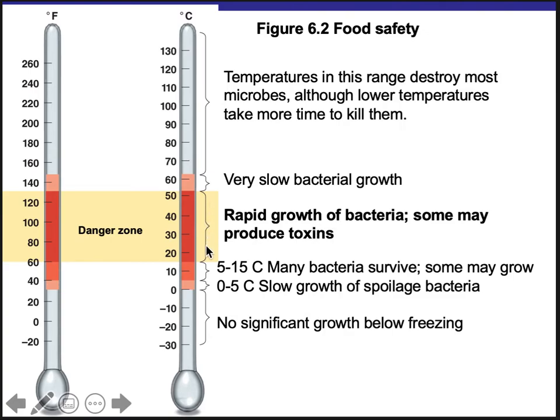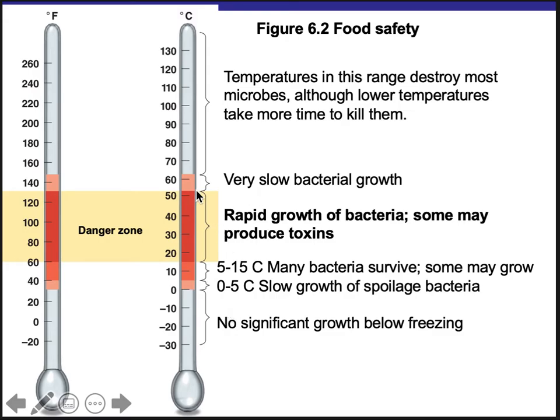Anything colder than this danger zone, many bacteria are going to survive, and some might even grow, right? Because remember, getting cold doesn't kill bacteria, it just slows down the growth. 0 to 5 degrees, which is around your fridge temperatures, should significantly slow the growth of spoilage bacteria. Anything below 0, you're really not going to see any growth. It's too cold. Once you defrost it, then it can start growing again.